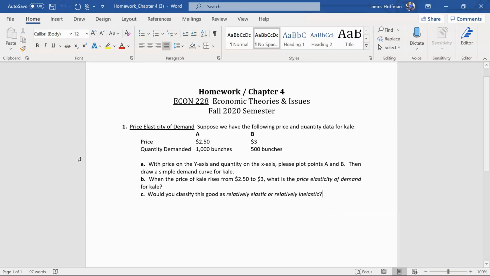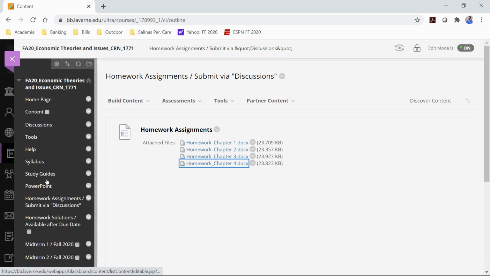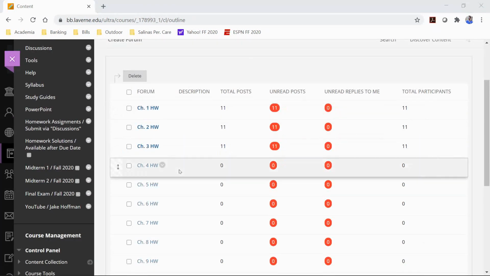Okay, so if there's any questions on that chapter 4 homework, let me know. It shouldn't be too tough, but that's it, just that one problem. And so the chapter 4 homework is due in the discussion forum for chapter 4. Okay, so that goes there. That's due by next week, by next Wednesday sometime.